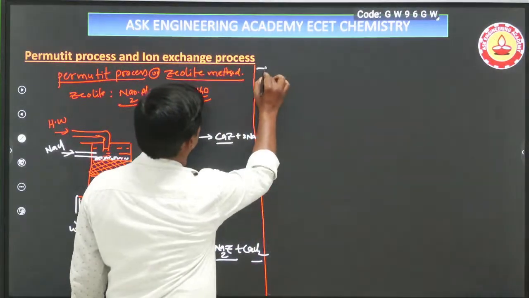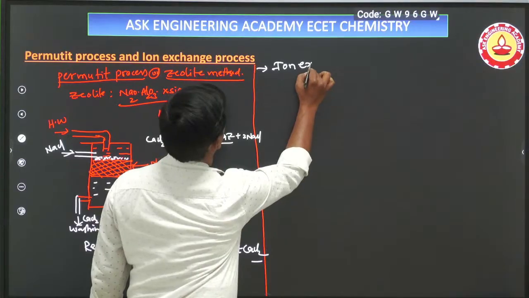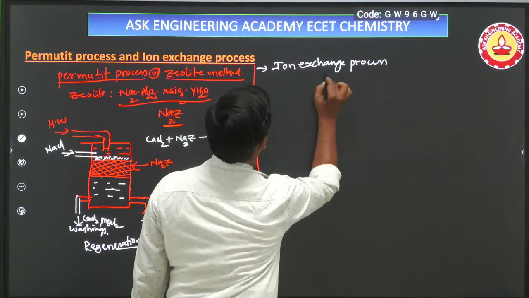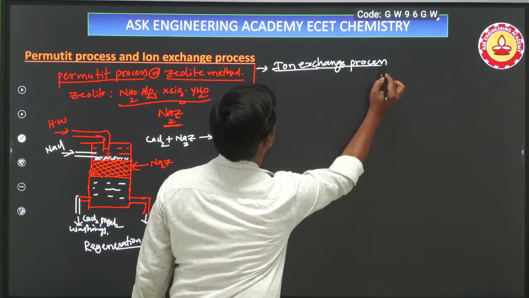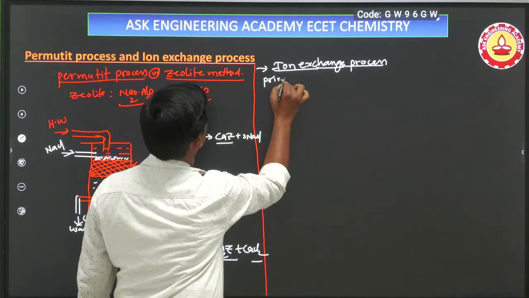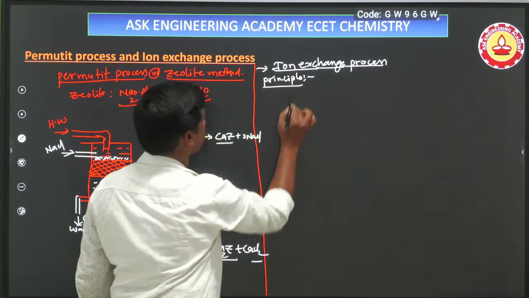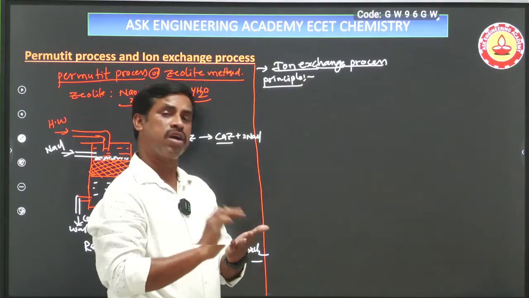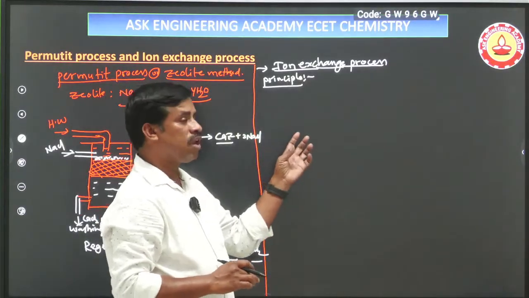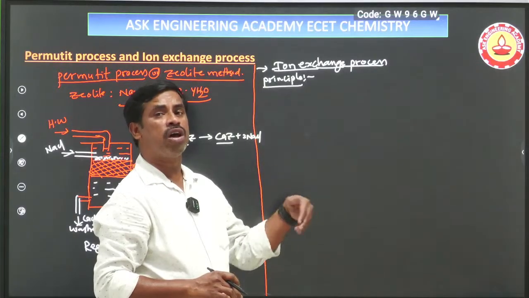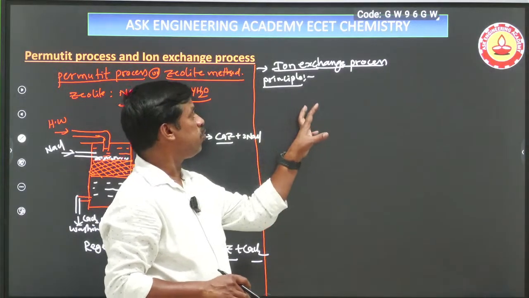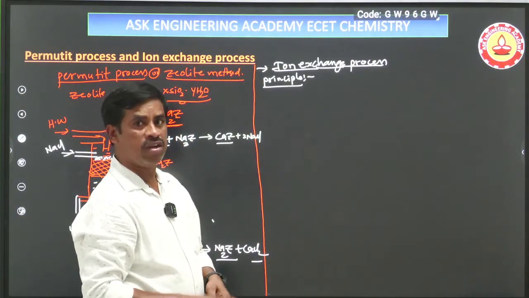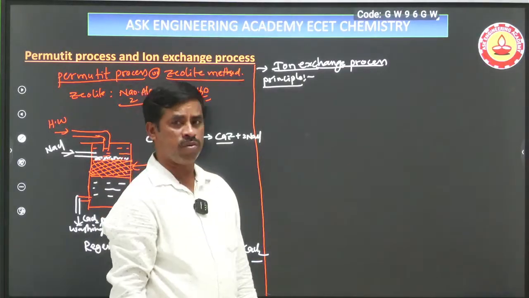Similarly, I am going to explain about the ion exchange process. What is the basic principle involved in this method? Long chain cross-linked organic polymers or resins are used which contain functional groups. These polar functional groups can exchange the hardness causing cations and anions from the hard water. That is the basic principle involved in the ion exchange process.